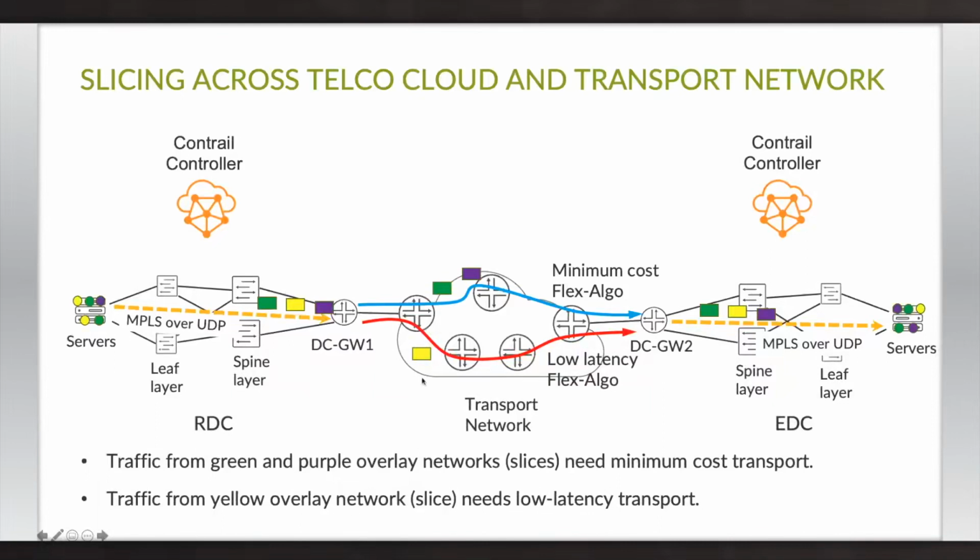And so that needs to be mapped onto the red flex algo once the traffic hits the transport network. And so the way we achieve this is by using color communities, which I'll show in more detail in the next slide.